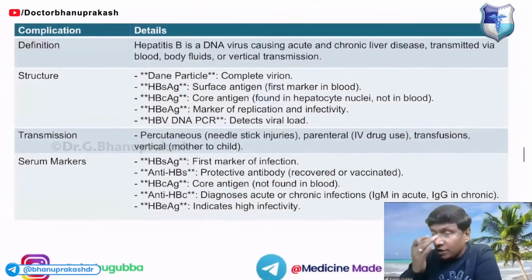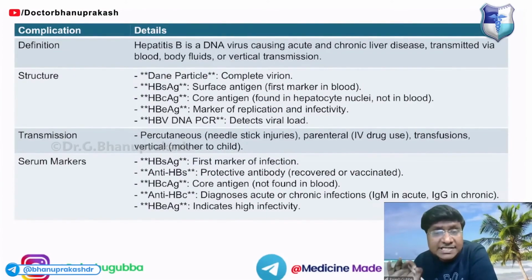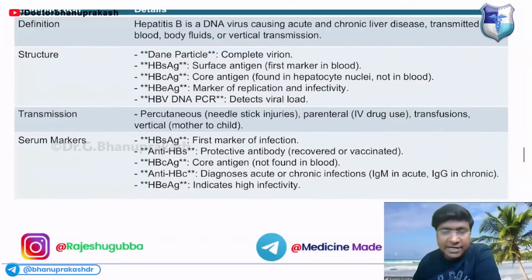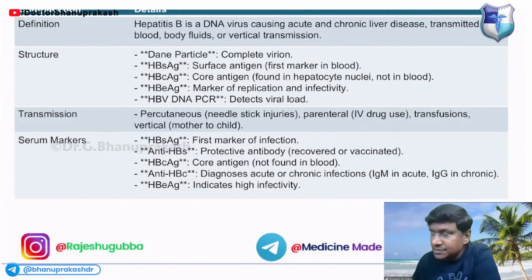What will be asked very commonly on the viral hepatitis? Serology is very, very important. Anyways, I will do a detailed discussion of the viral hepatitis. First and foremost, the nuclear material. What is the nuclear material in viral hepatitis? It is the DNA virus, right?